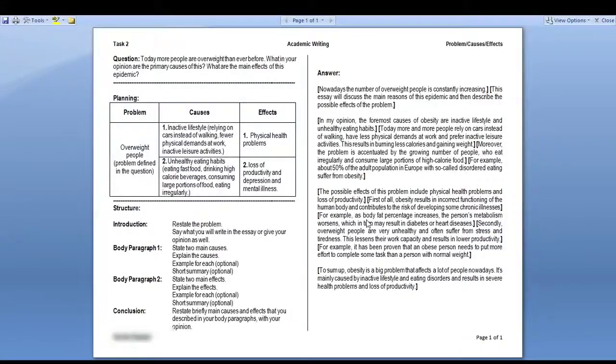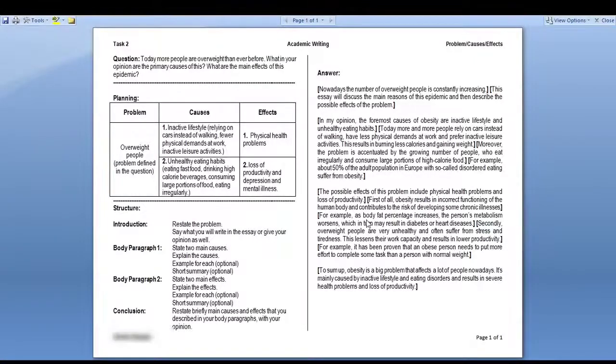Next, I am writing moreover. Moreover means a connector, a linker, specifying that another reason is what I mentioned in my first sentence, unhealthy eating habits. So moreover, the problem is accentuated by the growing number of people who eat irregularly and consume large portions of high calorie food. So I explained my second point of unhealthy eating habits, expanded my answer.